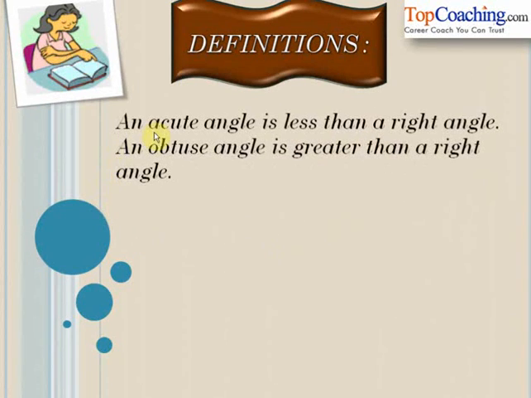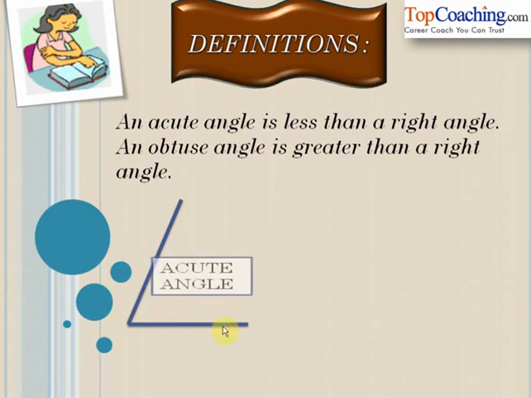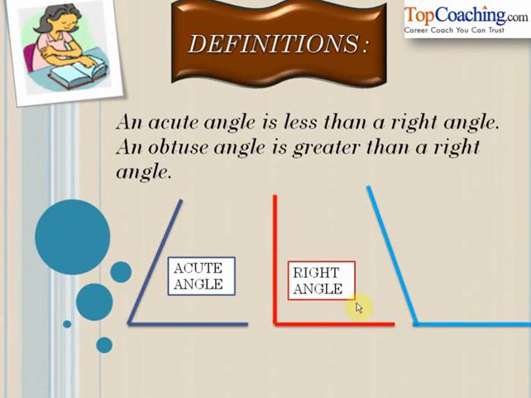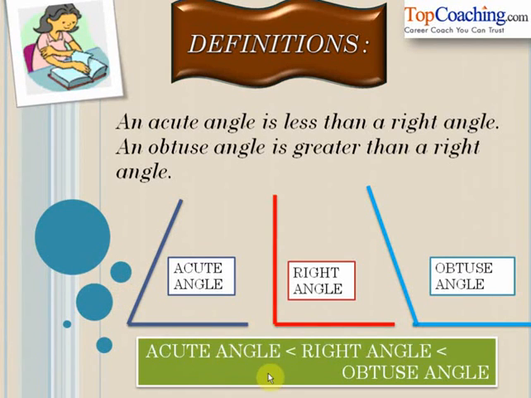Now, an acute angle is less than a right angle, and an obtuse angle is greater than a right angle. So if we have an acute angle, then it is obviously less than a right angle, and if we have an obtuse angle, then it is greater than the right angle. Let us say that this represents an acute angle, this represents a right angle, and this represents an obtuse angle. Then we can say that the acute angle is less than the right angle, and the right angle is less than the obtuse angle. So this inequality holds for every angle.